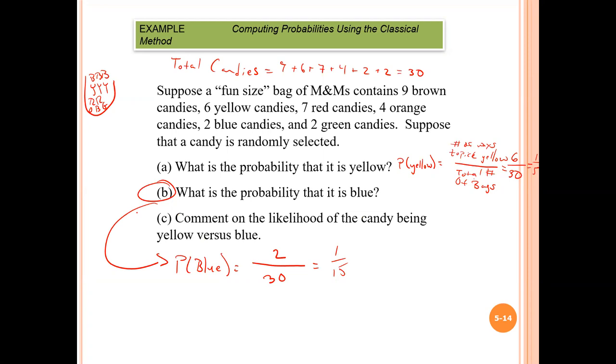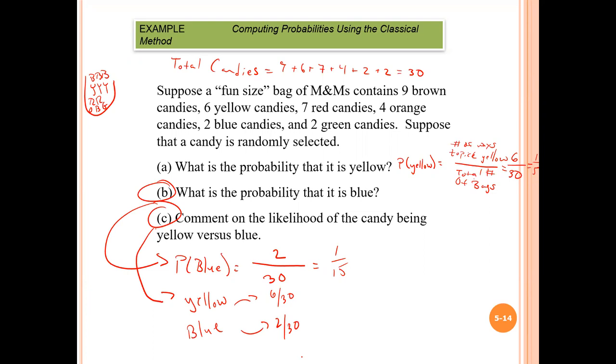Okay, let's try this one here, this last comment here. I know I have the answer on the next slide, but comment on the likelihood of the candy being yellow versus blue. All right, so the odds of getting a yellow candy, unsimplified, was 6 out of 30, okay? The probability of getting a blue candy was 2 out of 30, okay?